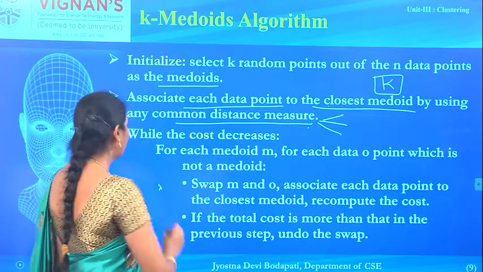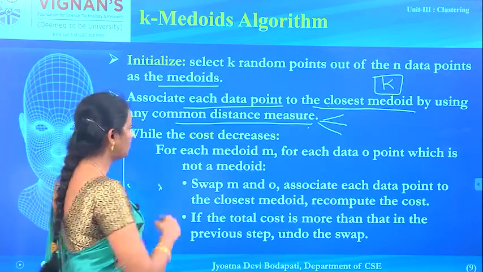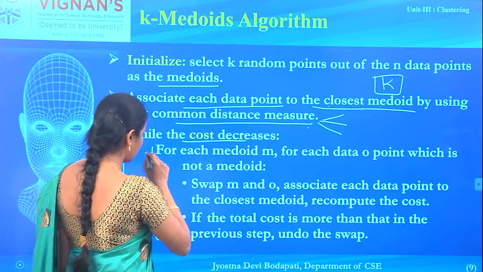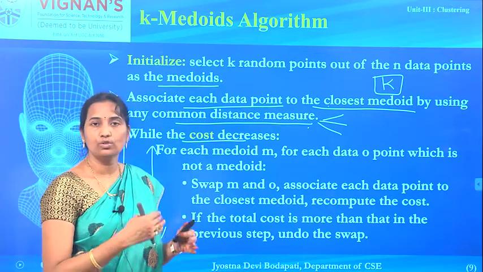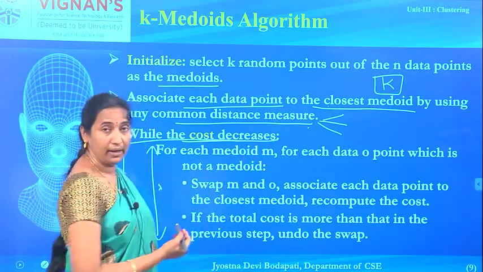closest Medoid, we need to repeat this set of steps for a certain number of steps, and as long as the cost is reduced, you need to repeat this process. When the cost is not reduced over the iterations, at that point of time we can stop repeating the iterations.